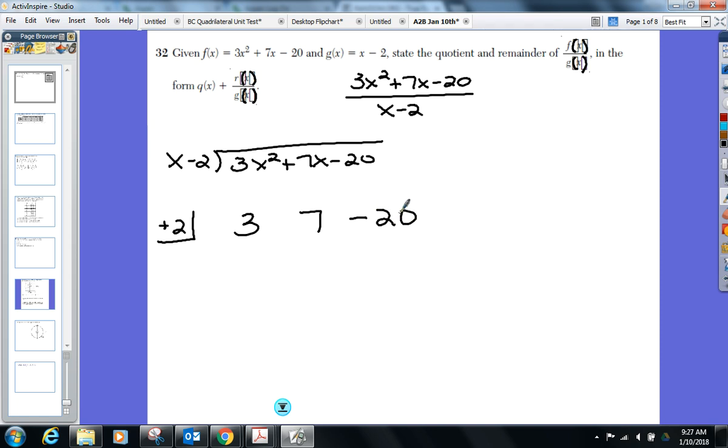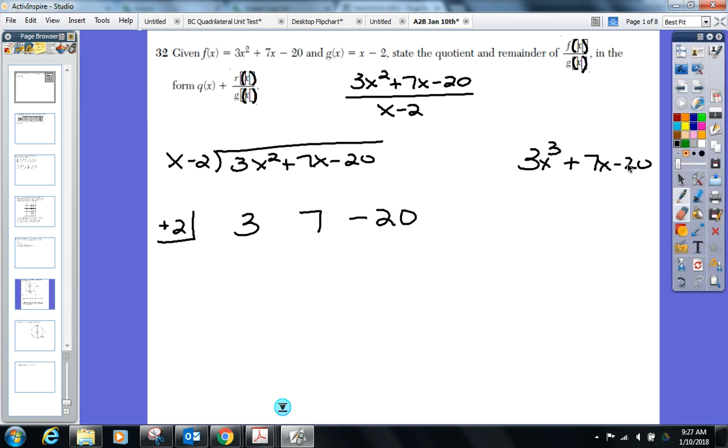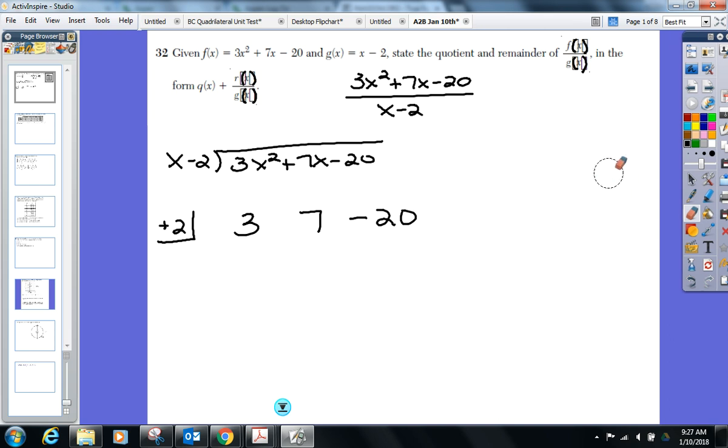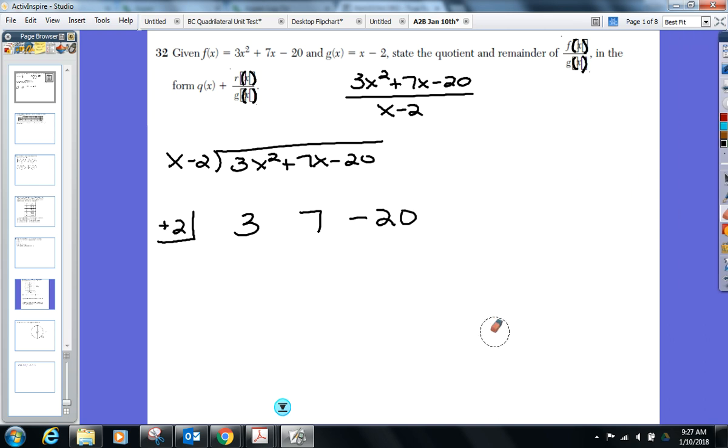Because as you guys have found out the last couple weeks we've been reviewing, there's a lot of traps in this test. Please make sure that the exponents go down in decreasing order. Because if you're missing an exponent, you still have to fill in a 0. So if it went something like 3x cubed plus 7x minus 20, I would have to do 3, 0, 7, and negative 20. Please watch out for that. I would not be shocked at all if they did that.